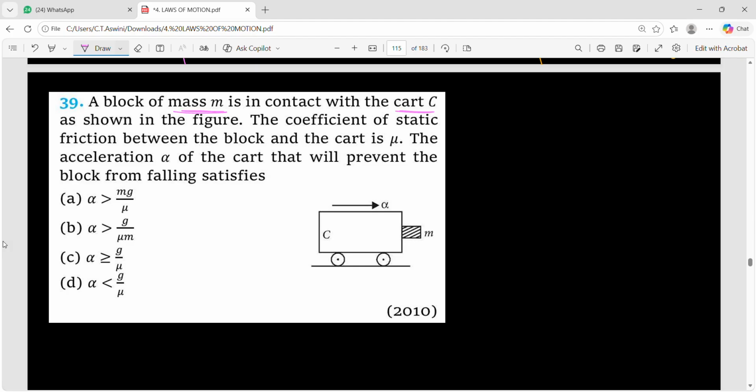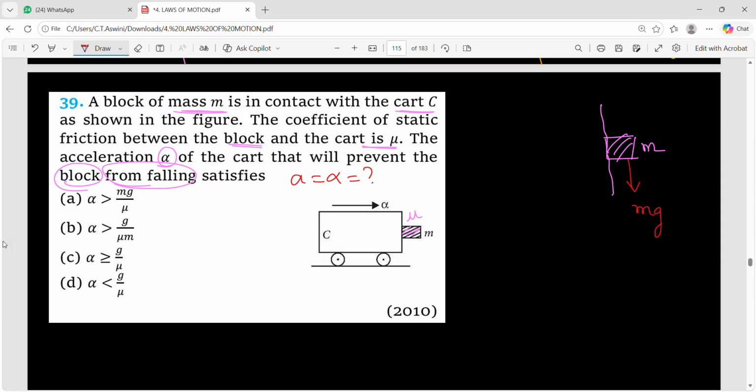A block of mass m is in contact with the cart C. The coefficient of static friction between the block and the cart is mu. The acceleration alpha of the cart that will prevent the block from falling. See the diagram first. This is the block, and here is the contact. So this block M should not fall. We have to prevent it from falling. In that scenario, what is the acceleration? Acceleration a, that is alpha, according to the question.